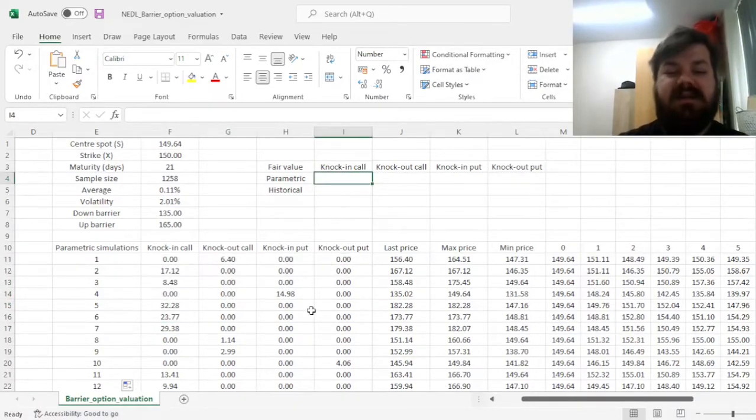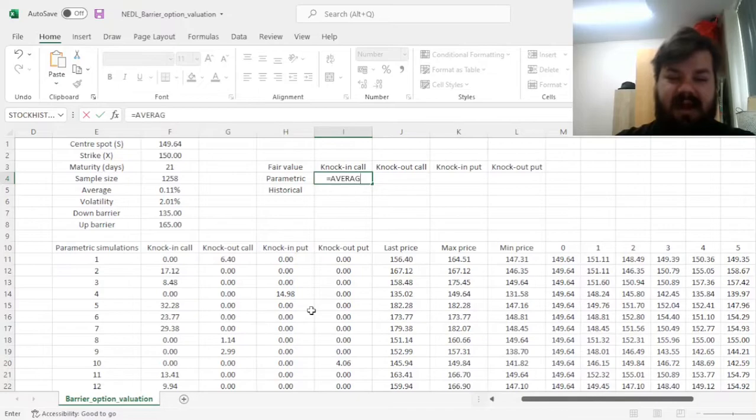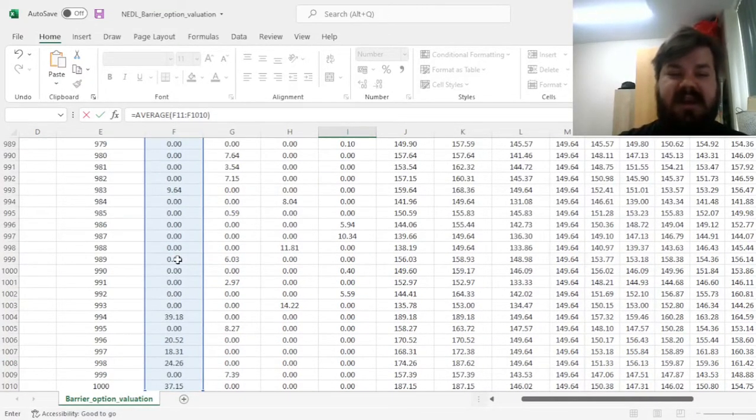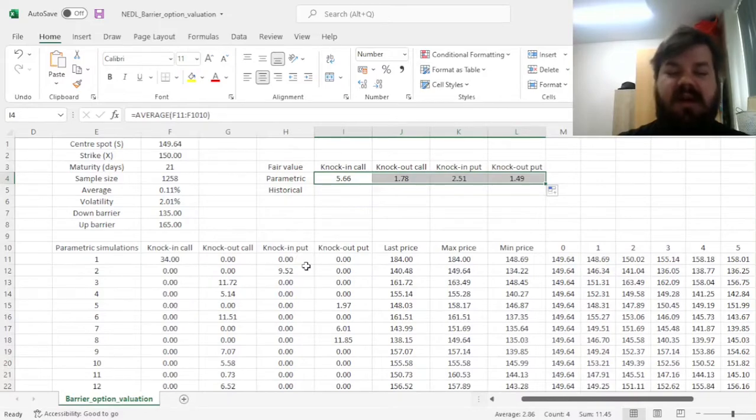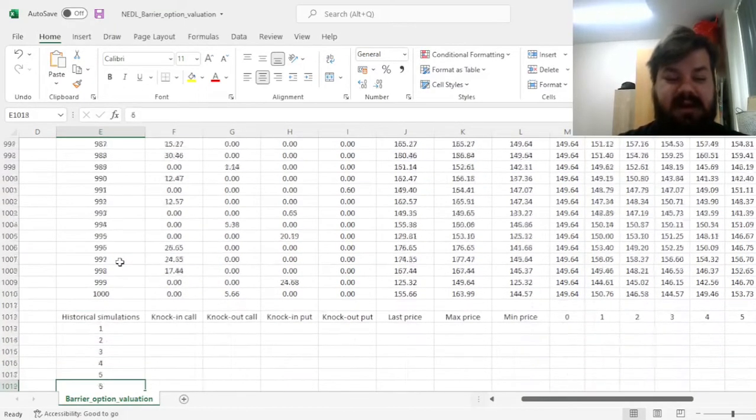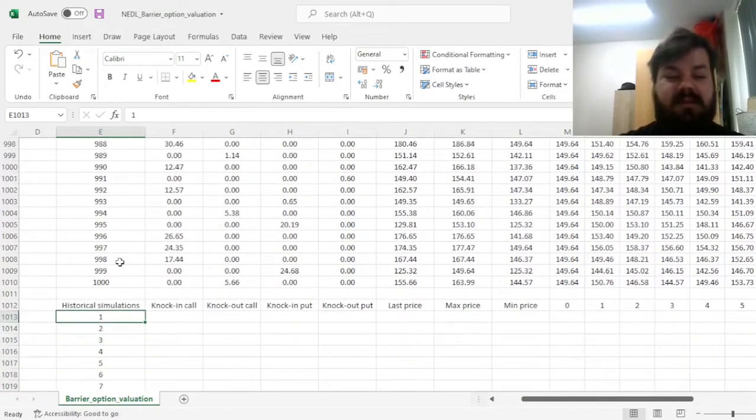and we can use our 1,000 simulations to figure out what the fair values of these options would be in terms of the parametric lognormal simulation. So the fair value of the knock-in call would be just the average of the gross payoffs it delivers on average. And we can enforce this logic throughout all four option types. As well as we can proceed to our next simulation, which would be a historical bootstrap.